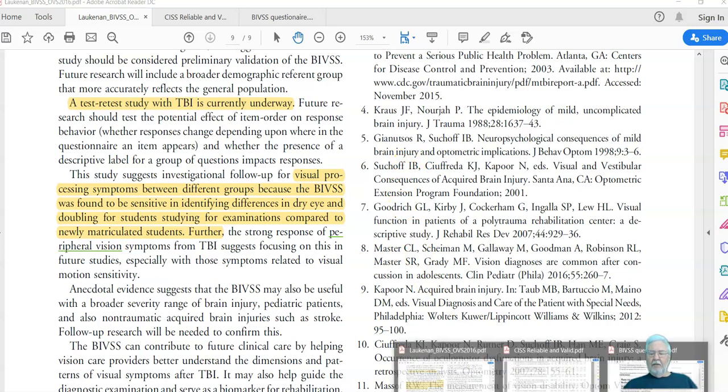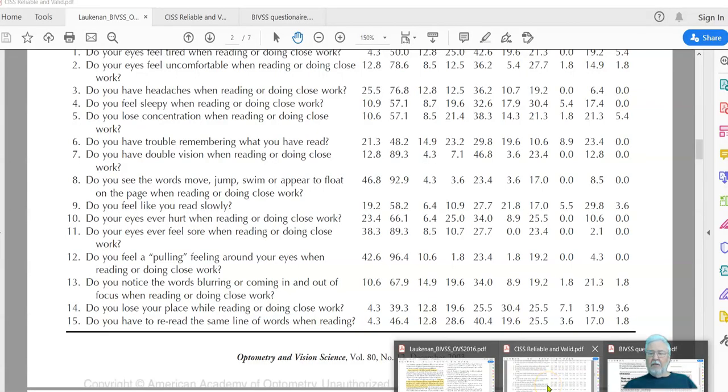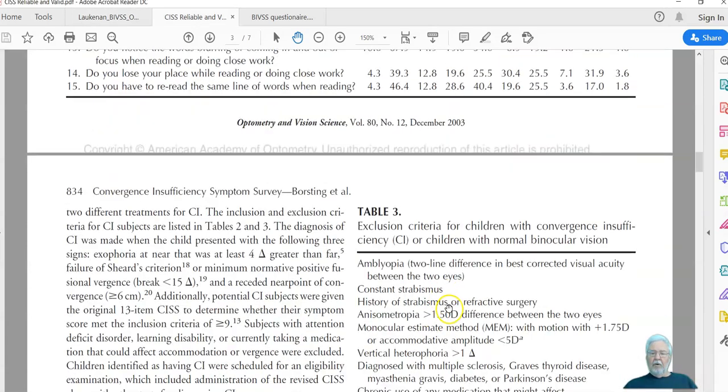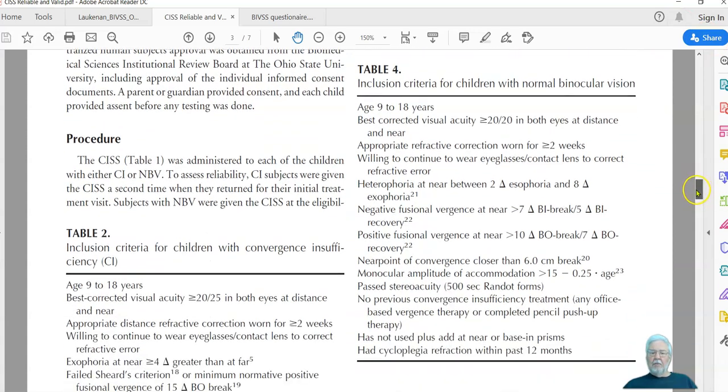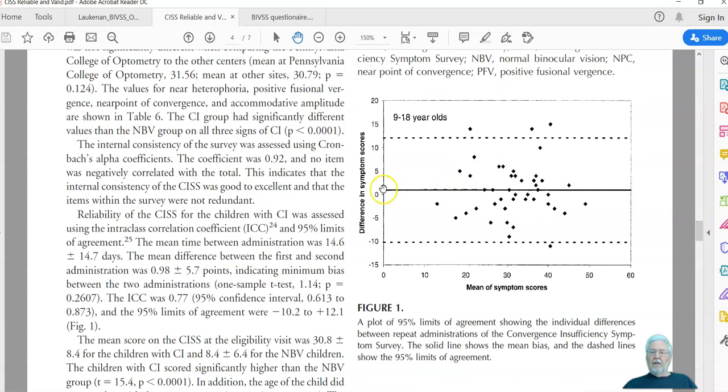In this CISS paper, they have a Bland-Altman chart that we talked about in the brief. Here it is, the mean of the symptom scores for CISS, 9 to 18-year-olds. You can see that this is a retest, and it's pretty good. The 0 is a little bit higher on the second test, but not significantly, it just doesn't hit exactly 0. So we wouldn't reject the null hypothesis with that.